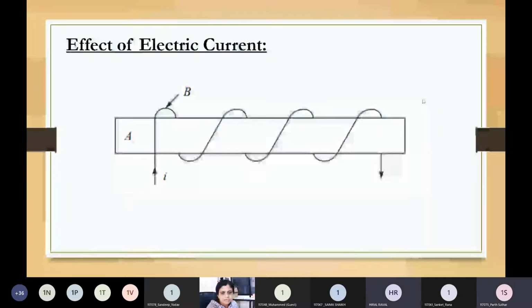Which one is the superconducting material, A or B? A. Okay, so through A, current will pass. Yes, but in this figure, it is overlapping. Overlapping means they are connected to each other. Yes. Okay, fine. Move ahead.